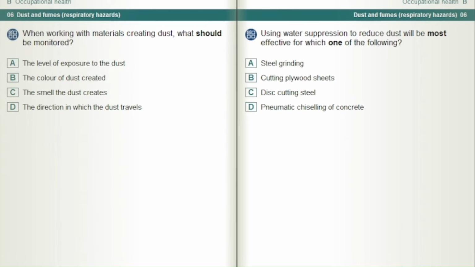Using water suppression to reduce dust will be most effective for which one of the following? Steel grinding, cutting plywood sheets, disc cutting steel, pneumatic chiselling of concrete.